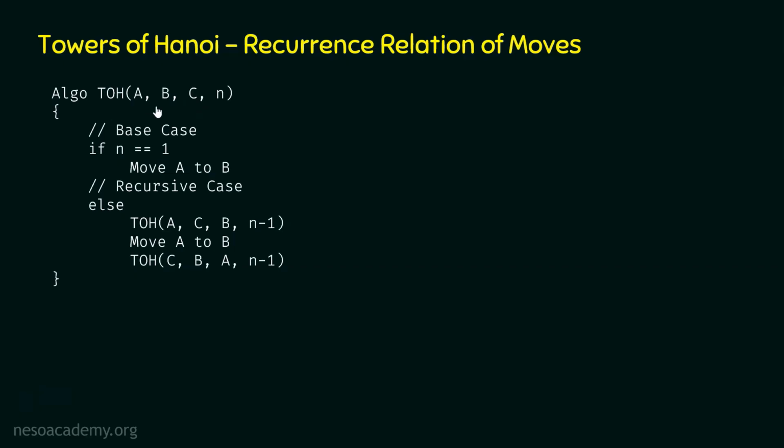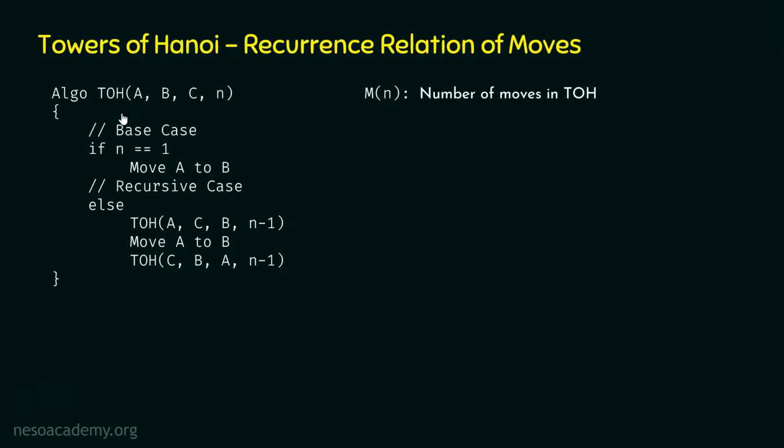This time we are not interested in writing the recurrence relation of time, but the recurrence relation of moves. So let us assume m of n represents the number of moves in Towers of Hanoi. We used to represent time with t. We are representing moves with m. So that is why we have m here. So this is m of n. The input is n, which is representing the number of disks. Now let's write the recurrence relation of moves for this algorithm.